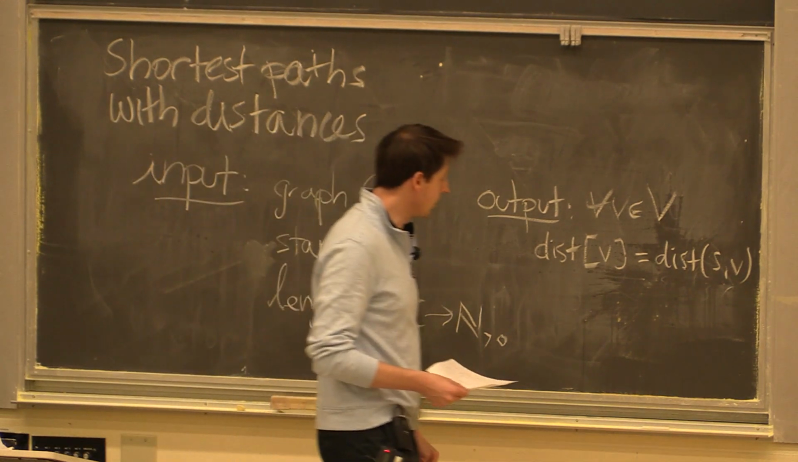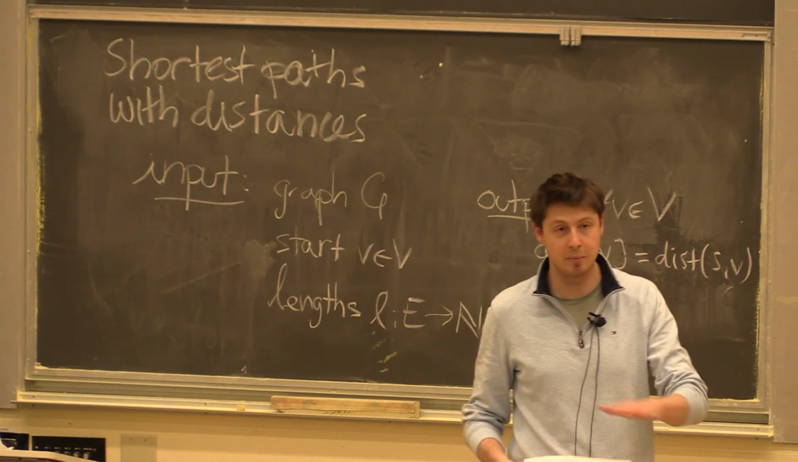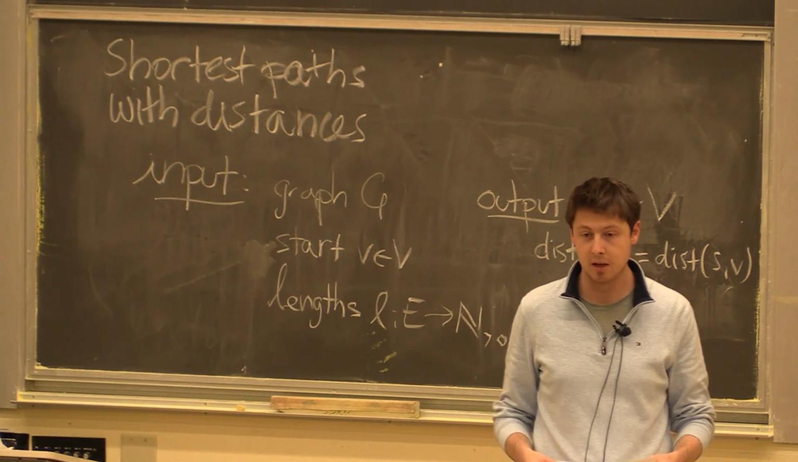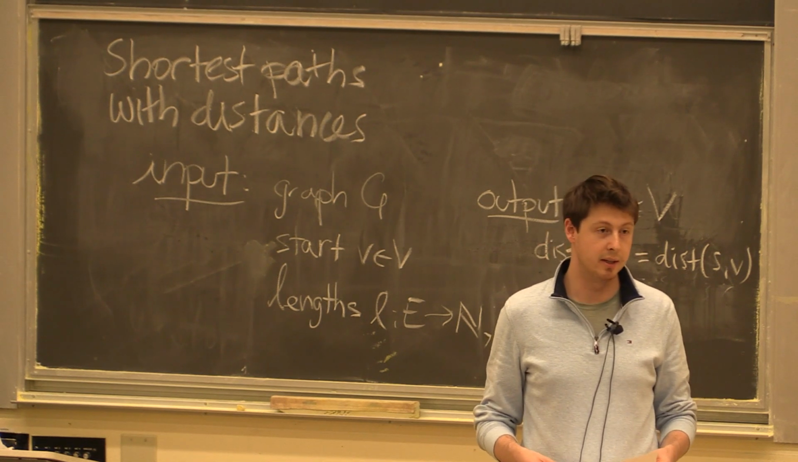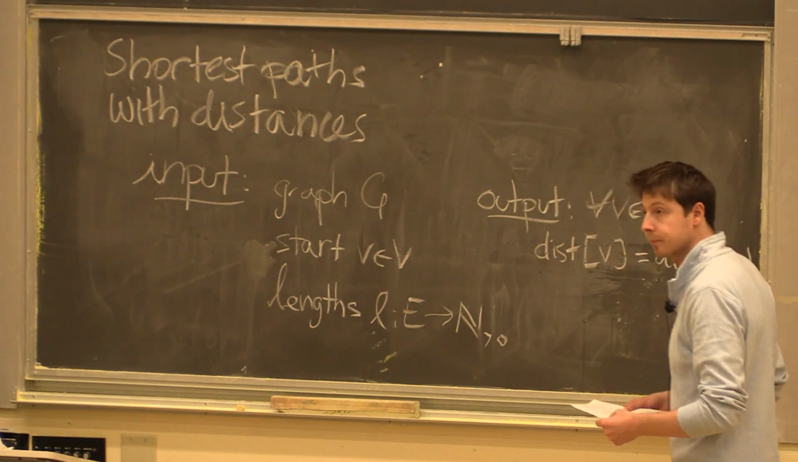The question is, are we assuming that a triangle inequality holds? For example, a graph that is planar would satisfy that. No, we're not assuming that. We're only assuming that lengths are positive. Otherwise, they're arbitrary. Good question.